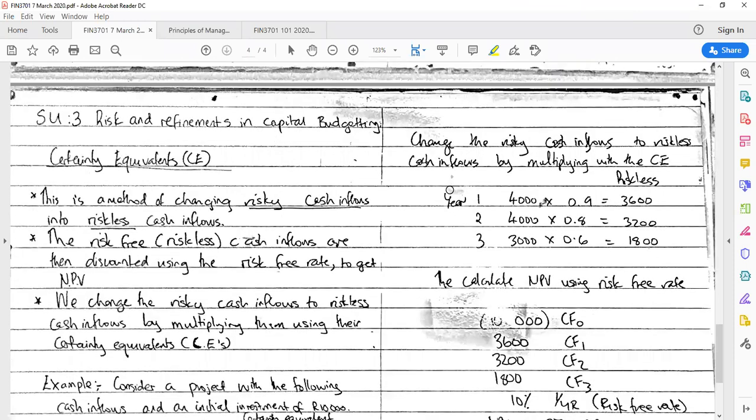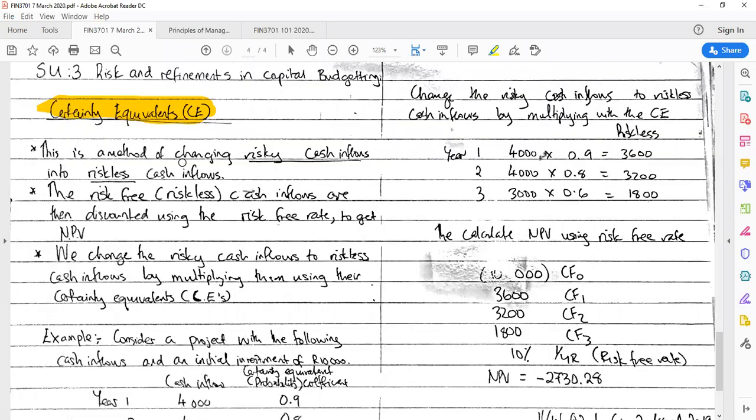Okay. Lastly, on Saturday, we talked about an important concept that's known as the certainty equivalent approach, or the certainty equivalent CE approach. And this is another method dealing with risky cash flows. And this is a method of changing risky cash inflows into riskless cash inflows.